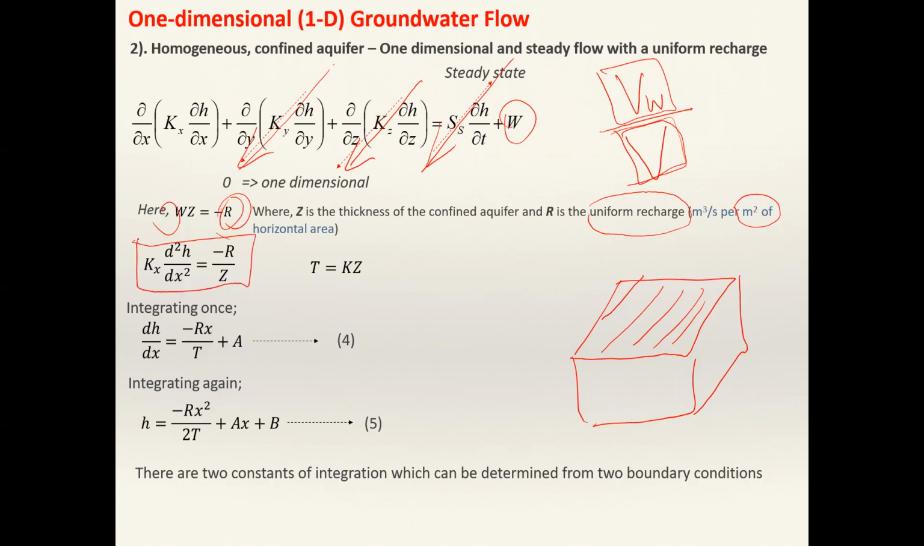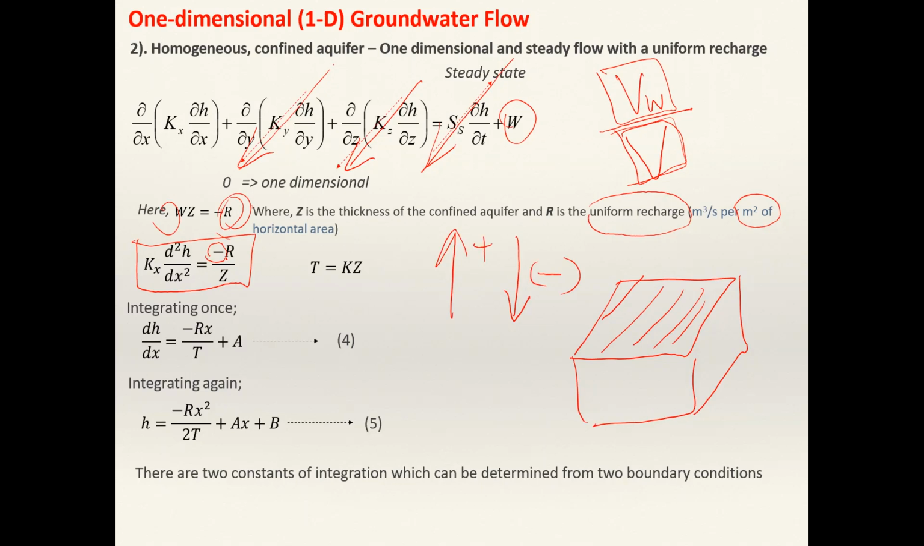Again, very simple equation. Why is there a minus sign here? In groundwater flow, when we have a recharge, we consider it to be downward, so that it is considered negative. If it is pumping water out, it is considered positive. That is why you have this negative sign here.